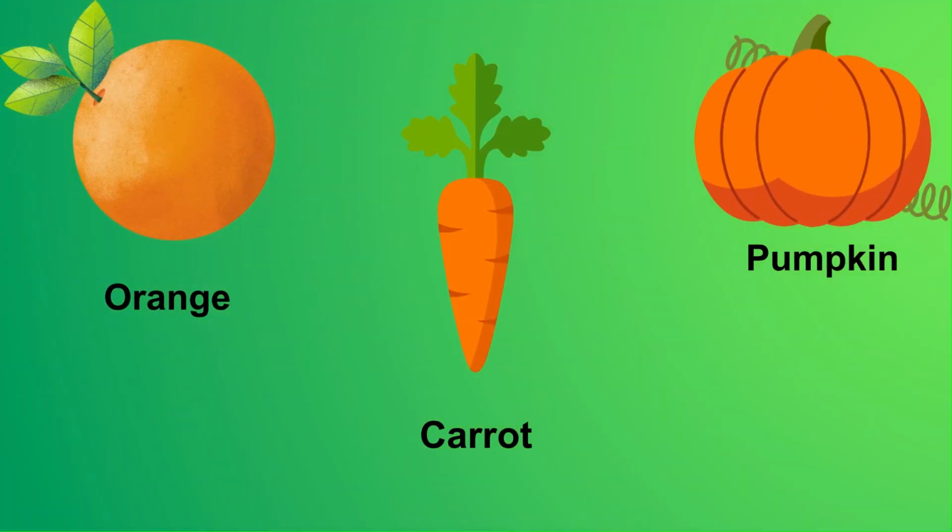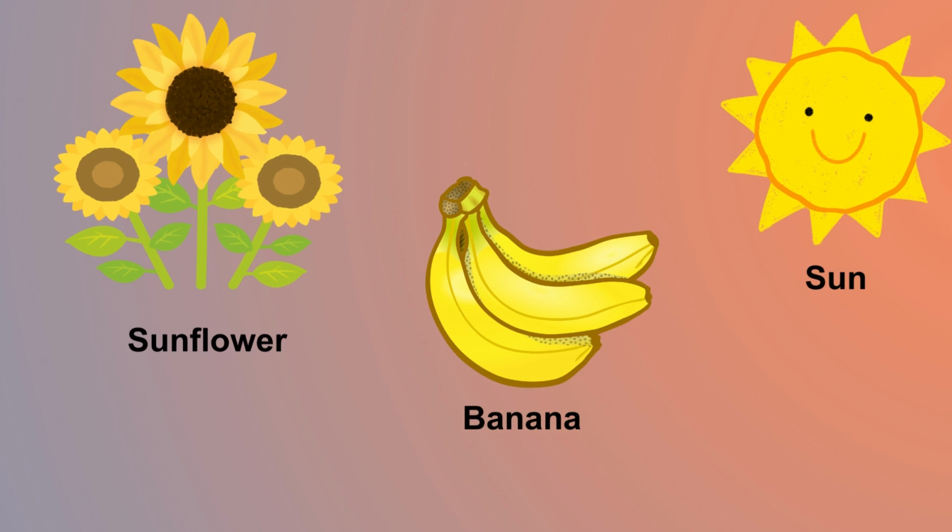This is the orange color. And the examples of orange color are orange, carrot, and pumpkin. This is the yellow color. And the examples of yellow color are sunflower, banana, and sun.